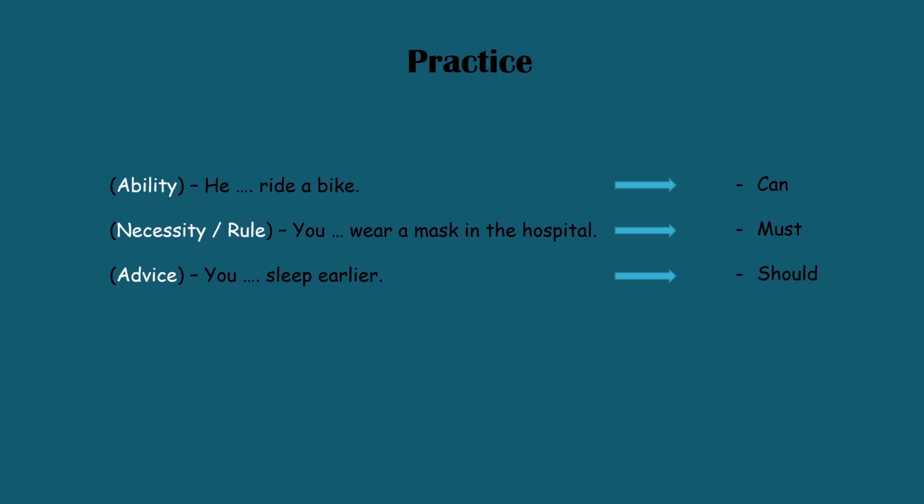Now, let's make it more personal. Answer the questions I ask you in the comments below. What is something you can do? For example, I can ride a bike. The second question is, what is something you must do every day? And the third question is, what is something you should do to improve your English? Also, for homework and more practice, try to write 5 sentences with modal verbs in this lesson.